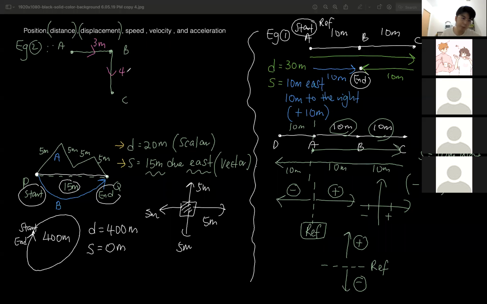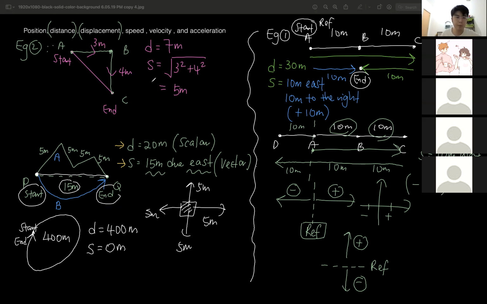3 meters, 4 meters. Distance traveled, okay, distance equals 7 meters. Displacement is, you take the start and the end, and you draw the shortest length between them, right? And this one is your displacement. So you calculate the length of this. How do you calculate this length? It would be the Pythagoras theorem. 3 squared plus 4 squared. You get 5 meters.